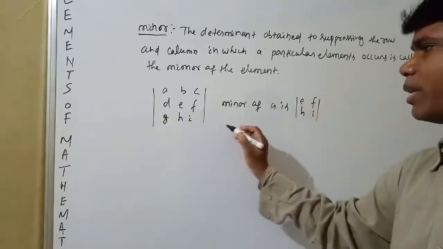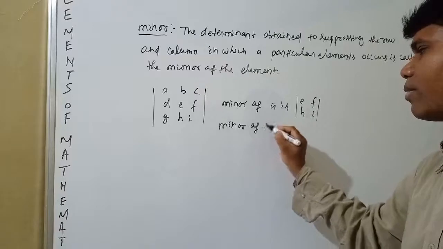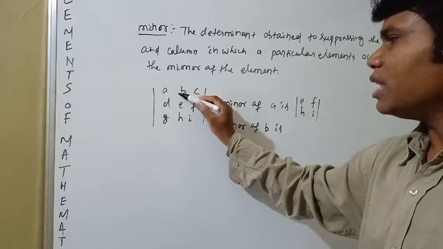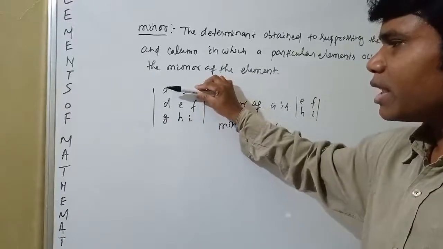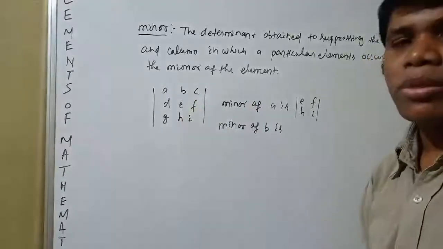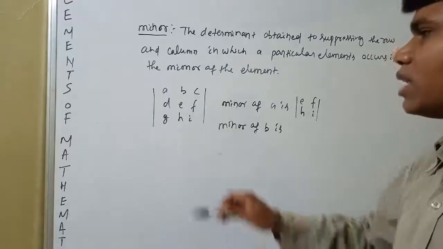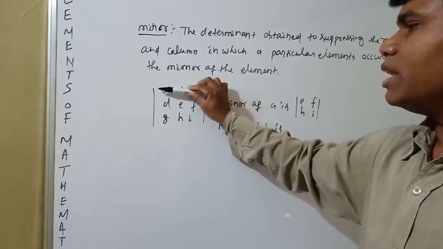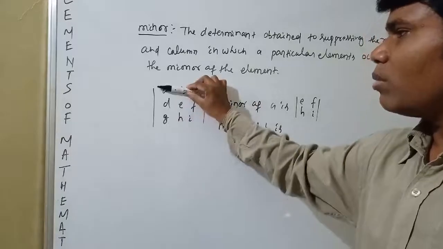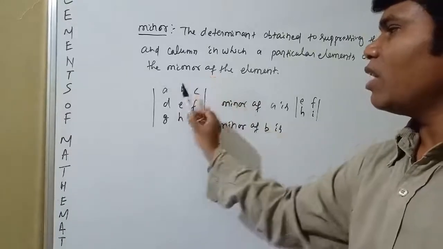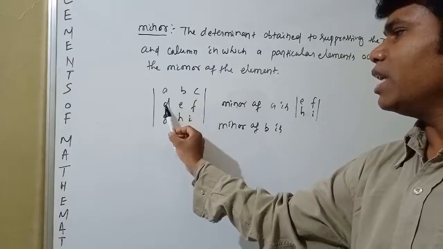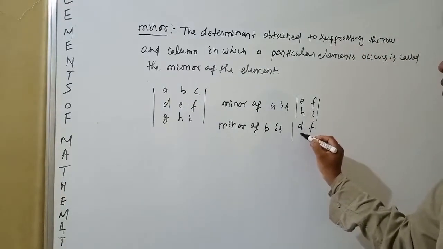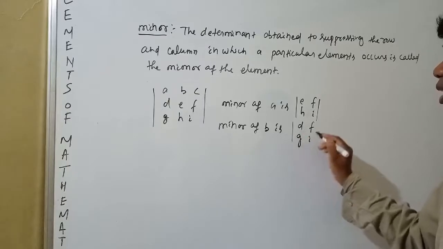Suppose the minor of B. We have to find the minor of B. The element B is linked with a row and a column, and we suppress these two. What is left is D, F, G, I. So the minor of B is D, F, G, I.